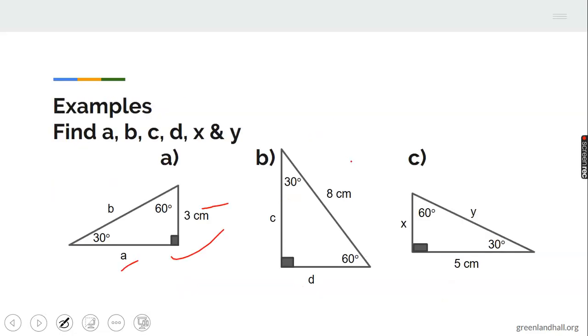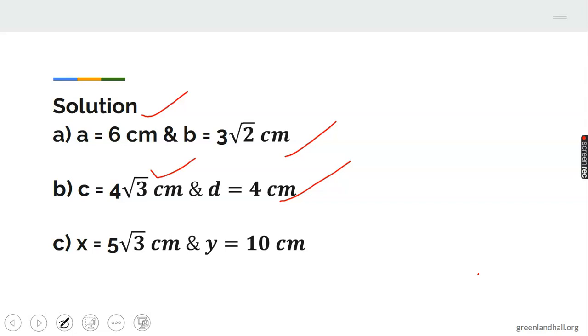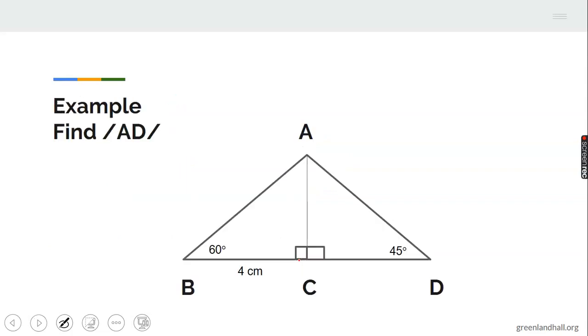Lastly, in the last triangle, you can use any of the trigonometric ratios to get it. This is opposite over this. You can use tan 30 and you get x. And we have x to be 5 root 3 centimeter and y is 10 centimeter. That's the solution.